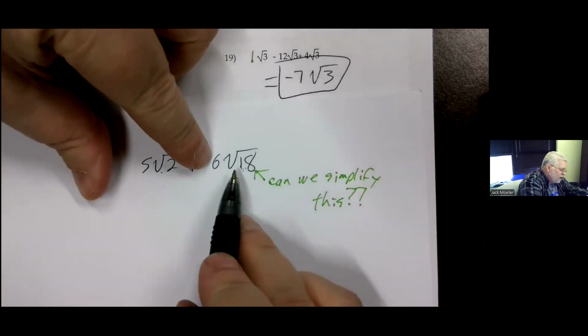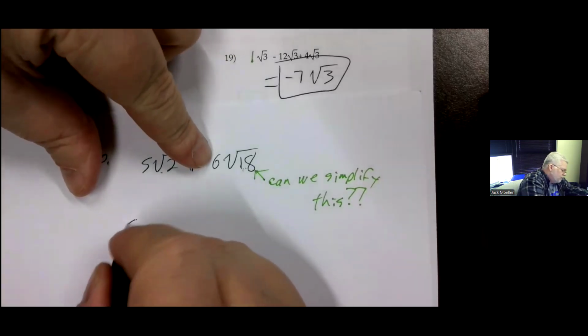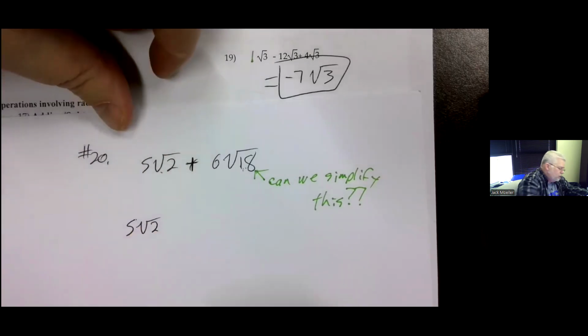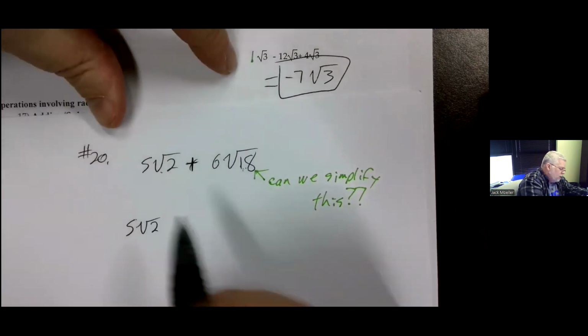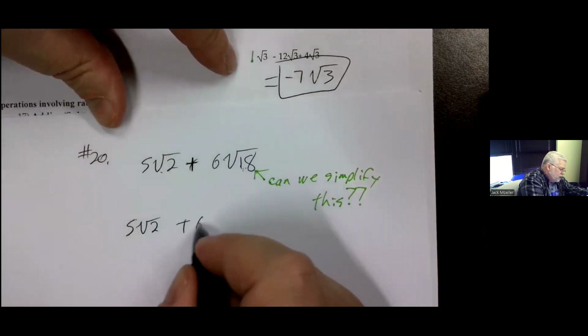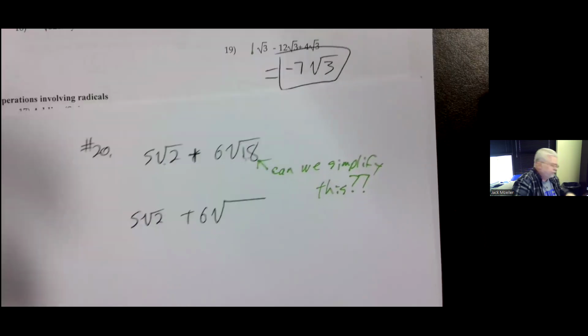So how do we simplify 6 times square root of 18? I'm going to leave 5 square root of 2. That's a 2. We can't simplify that. It doesn't break down. But what can we do with 18? Think of this as factor tree.